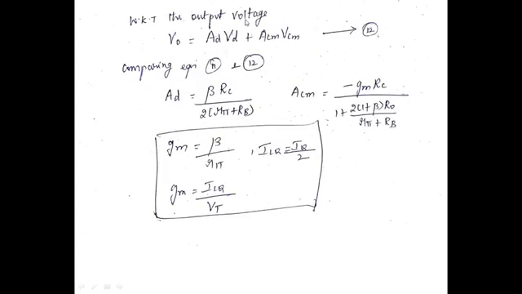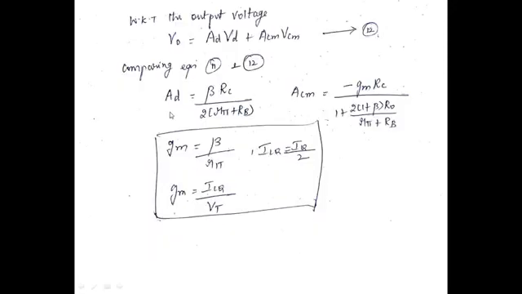This equation number 11 I'm going to compare with the general equation of a differential amplifier, which is given by V naught is equal to AD into VD plus ACM into VCM. So this is the general equation. The output voltage equation for the differential amplifier can be written as V naught is equal to AD into VD plus ACM into VCM. So if I compare equation number 11 and 12, in the place of AD, I got the equation as beta RC divided by 2 into R pi plus RB. In the place of ACM, I got the equation as minus GM RC divided by 1 plus 2 into 1 plus beta R naught divided by R pi plus RB.